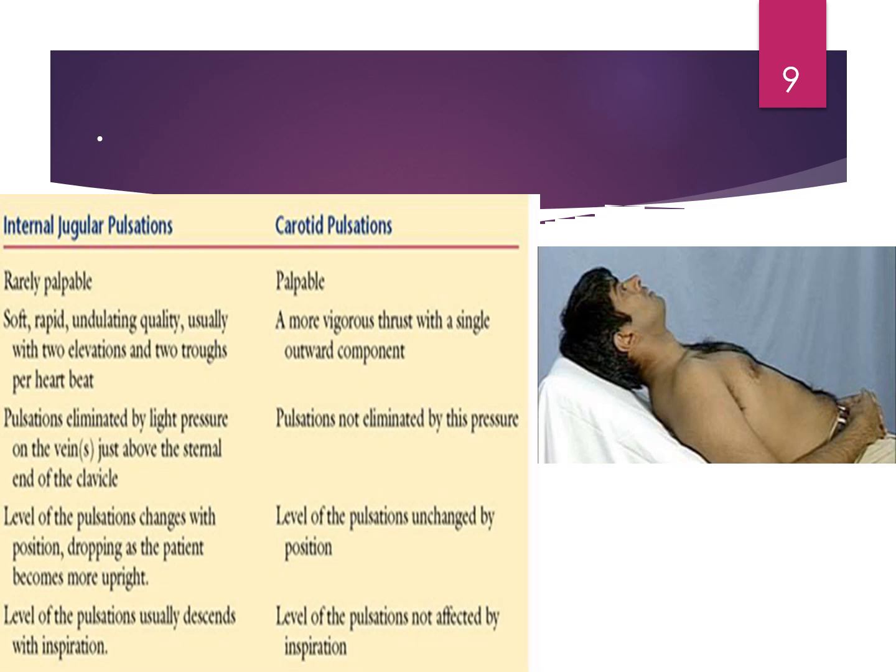You do not make the carotid pulsation disappear by compressing it, but you can make the pulsation of the jugular vein disappear. Jugular veins, most of the time, are not palpable, and if they are palpable, you can make them disappear by compressing them. And supraclavicular pressure eliminates jugular pulsation, but supraclavicular pressure doesn't eliminate carotid pulsation. And inspiration increases amplitude of jugular pulsation, whereas inspiration has no effect on carotid pulsation. So it is important to differentiate internal jugular pulsation from that of carotid pulsation by using these techniques.